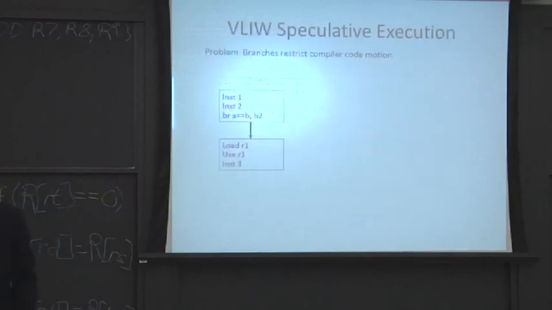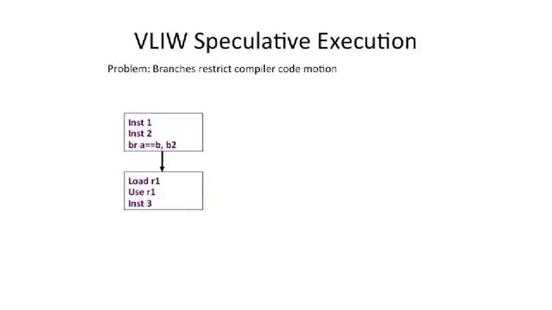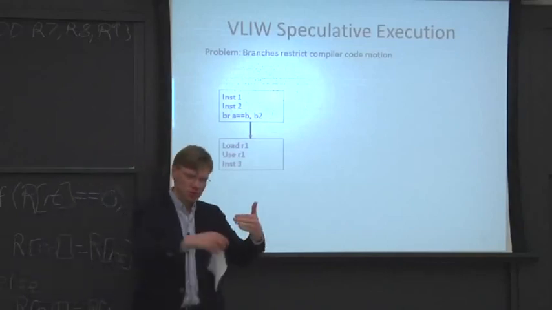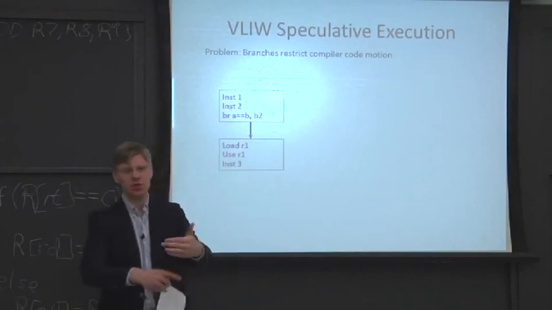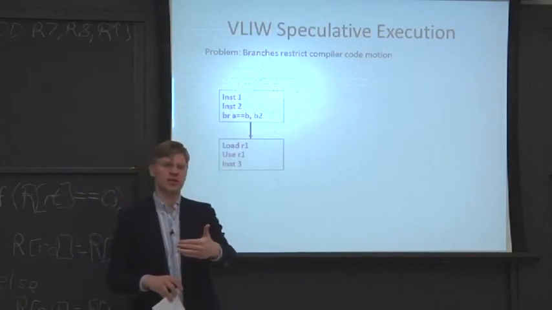OK, so let's look at our first technique to get at instruction level parallelism, and our first type of speculation in VLIW processors. So what's our challenge here? Well, the presence of a branch is going to restrict the forms of code motion the compiler can do. So we have a branch, and we have some code after the branch. If you have, let's say, an add instruction, that's pretty easy to move before the branch.